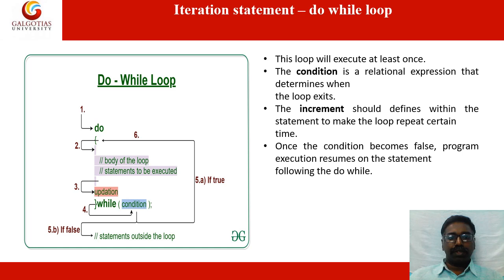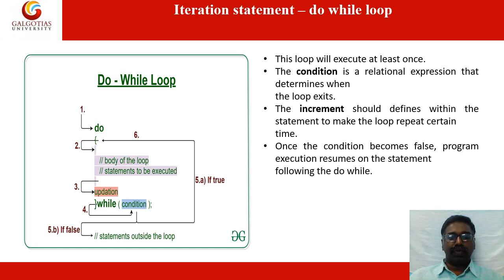The pictorial representation of the do while loop is given here with execution steps from 1 to 6. In the first step, the do statement is read and it executes the block given in the second step. And then in the third step, surely we need an updation statement. And then in the fourth step, we check the while condition. If the condition is true, we go in the upward direction and execute the second step again. And we repeat the same steps until the condition becomes false.